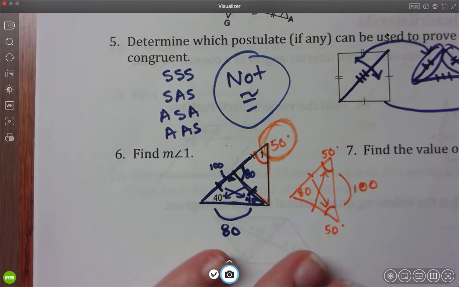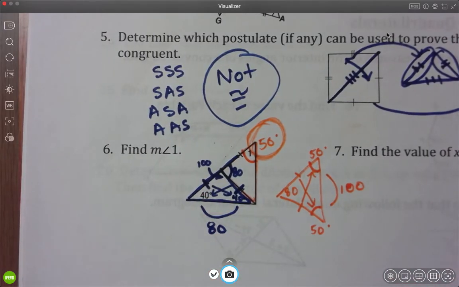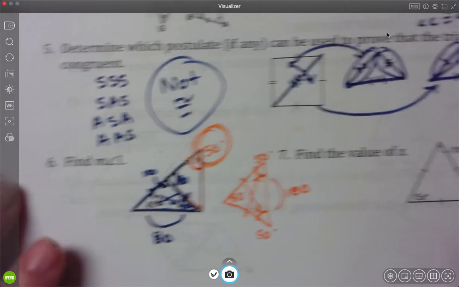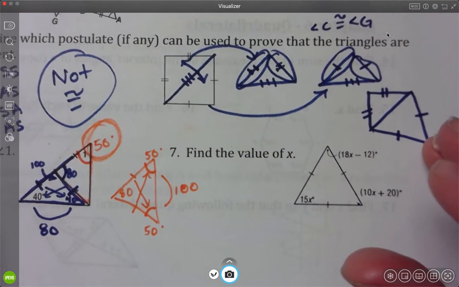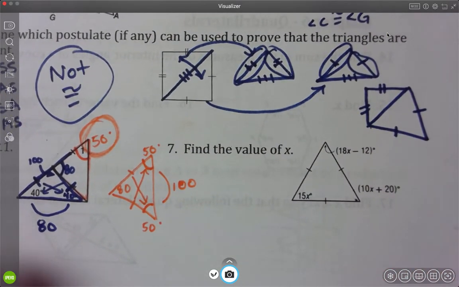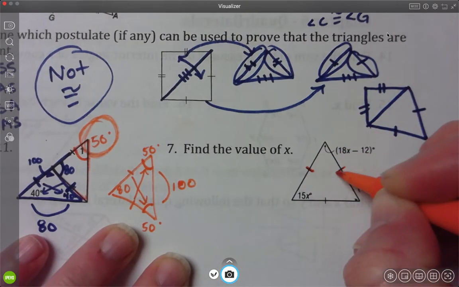So be careful. It's not just always obvious the way that it looks. You kind of have to do a little bit of investigating. All right. Last one on this page, number 7. Find the value of x. This is the important part.